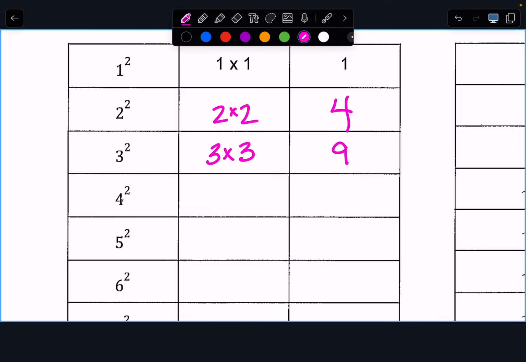Okay, what does 4 squared mean? 4 times 4, which is... Okay, let's talk about why it's called a perfect square.